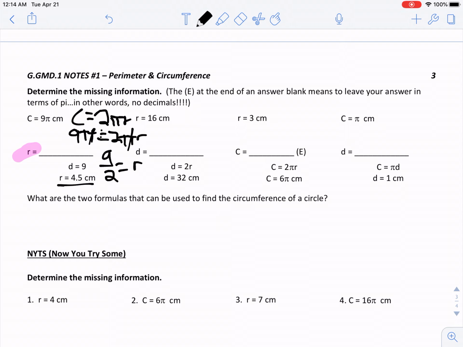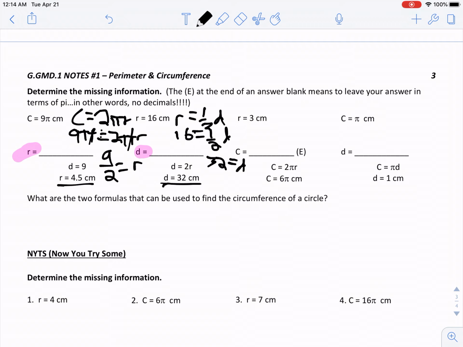Second one, they just want the diameter. And they give us radius. So the radius equals 1/2 the diameter. Or 16 equals 1/2 times d. Multiply both sides by 2. 32 equals the diameter. Notice underneath right here, they said diameter equals 2r. They did 2 times 16. Doesn't matter which equation you use.